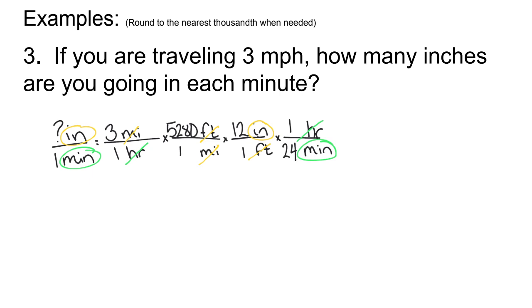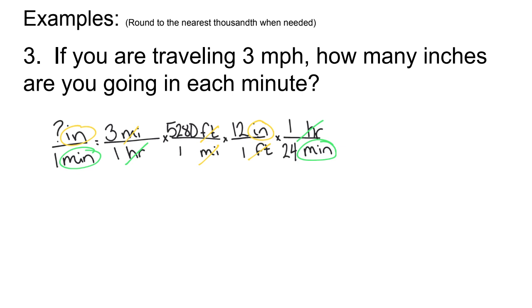So we're going to be left in inches with top on the top and minutes on the bottom, which is what we were hoping to get. It is now time to grab our calculator. We're going to take 3 times 5,280 times 12, and again times 1, but that won't matter, so you don't have to actually put that in. Get the top figured out, and then we need to divide by a whole bunch of ones, which won't matter, but 24 will. So make sure you divide that by 24.